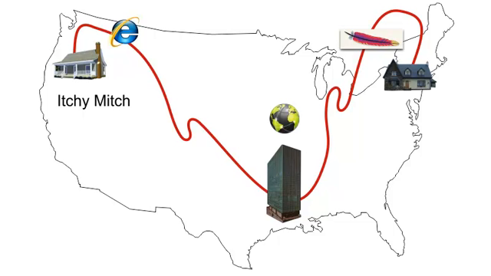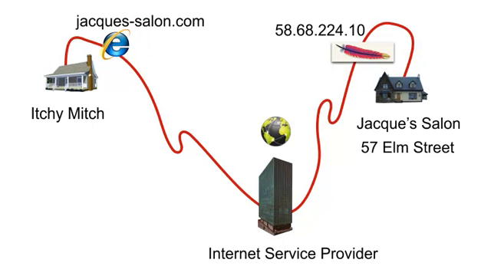So when Itchy Mitch did a Google search, he found out that if he would type JacquesSalon.com into the Internet Explorer, he would be connected to Jacques' website. But Itchy Mitch does not know that the external IP address of Jacques' website is 58.68.224.10, because after all, Google does not provide us with any information about the IP address of websites.